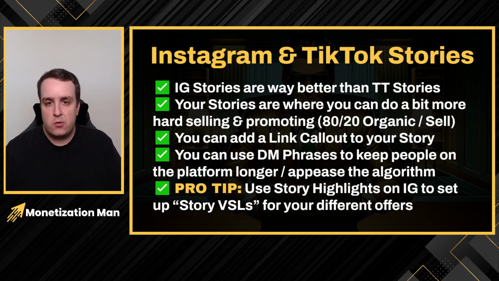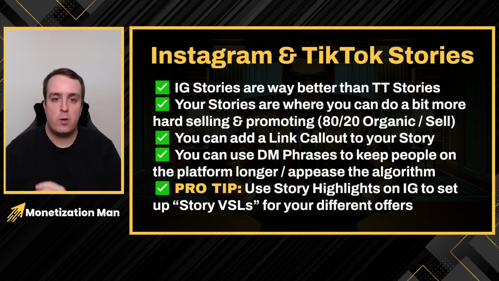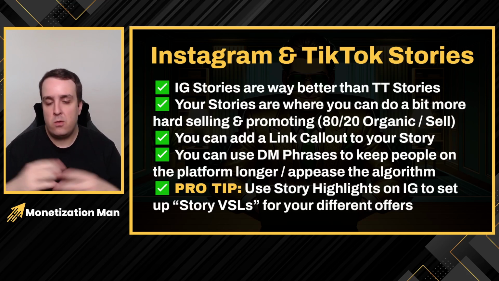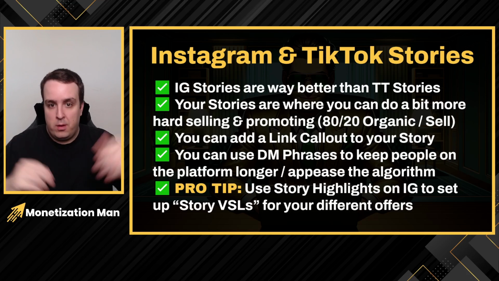And then lastly, for stories, a pro tip is that you can use story highlights on Instagram to basically set up mini VSLs for your different offers. So each of your different offers could be a little bubble, a little story highlight, and it could be something that you also call out in your content. Like, go to the story highlight titled Monetize to see whatever offer that you're promoting, right?